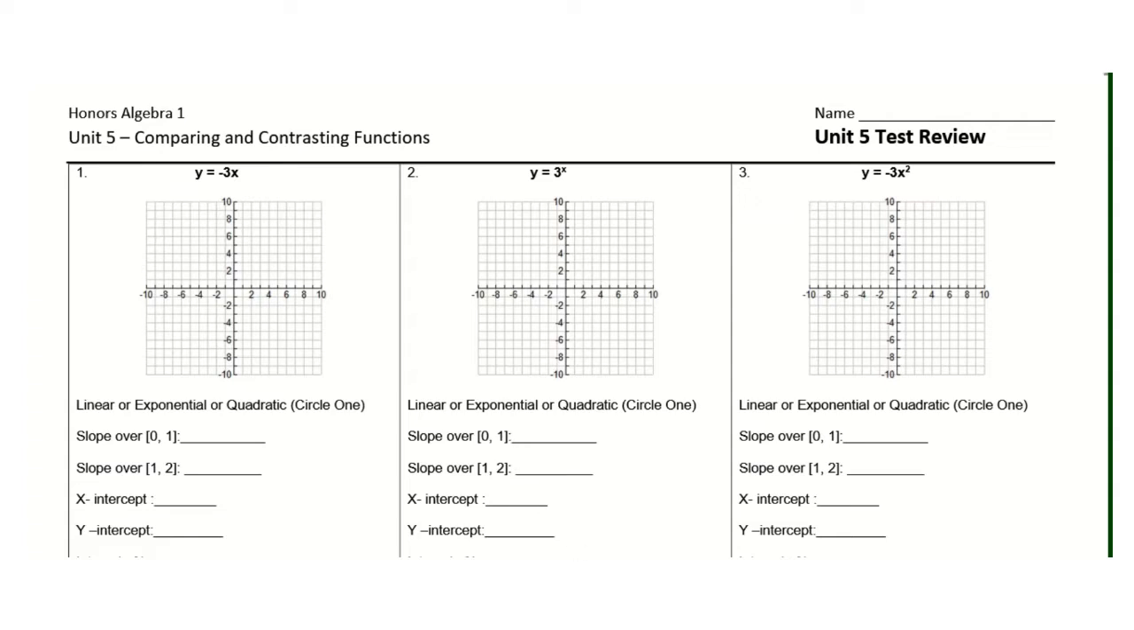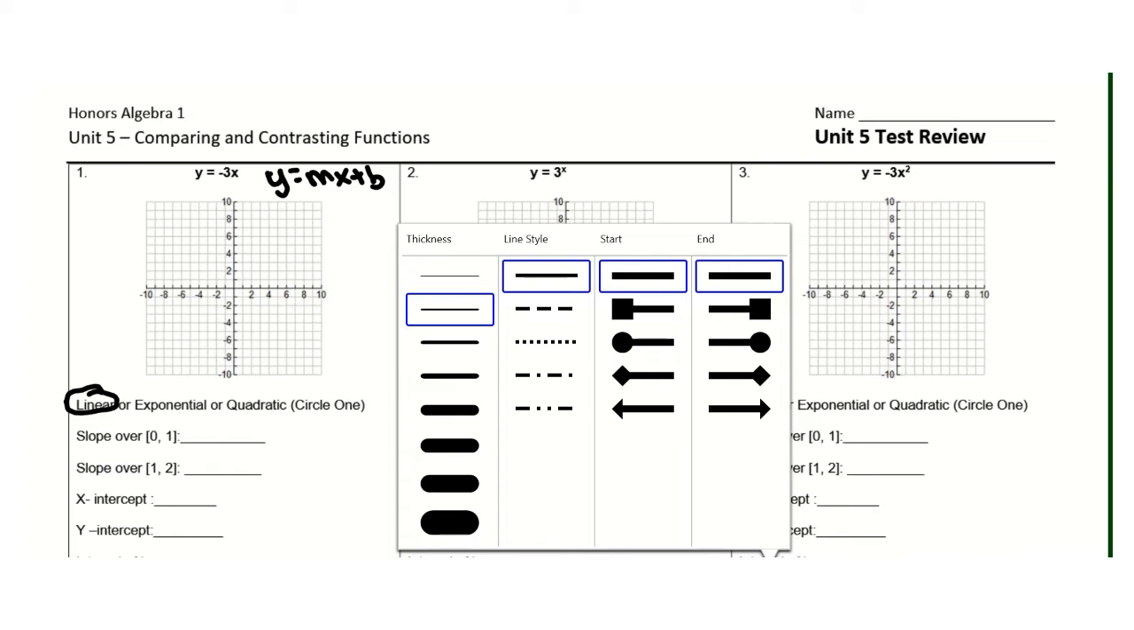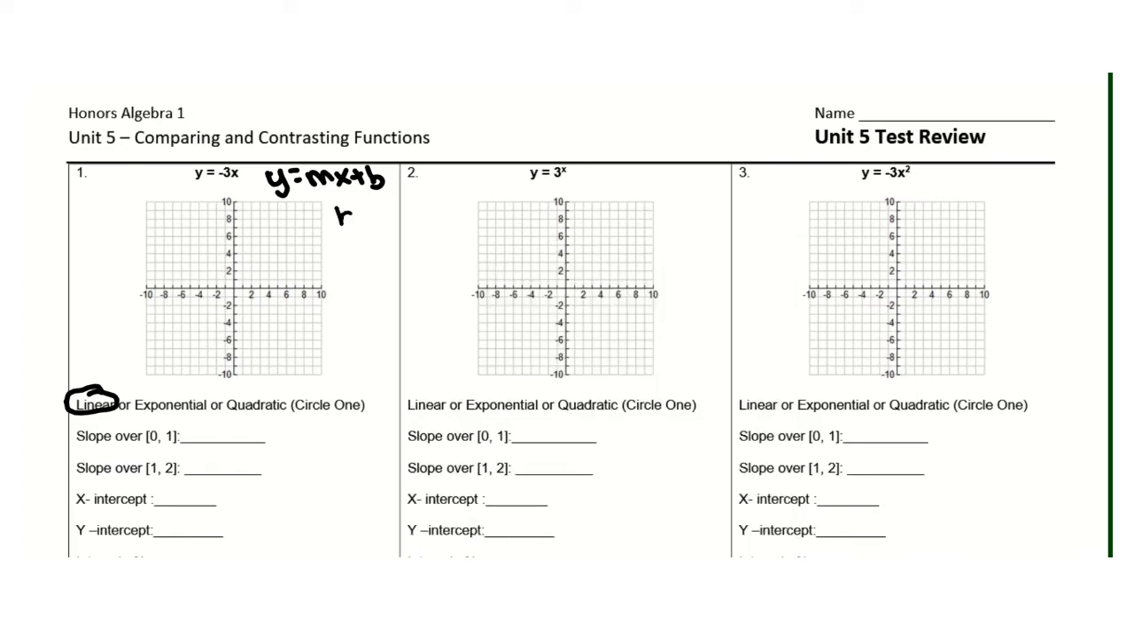If we look at number 1, this one is going to be linear. And I know that because it has a degree of 1, meaning the highest exponent is 1. This one is of the form y equals mx plus b. Let me make my marker a little skinnier here. So I know that b is 0, and that's my y-intercept. And my slope is negative 3.